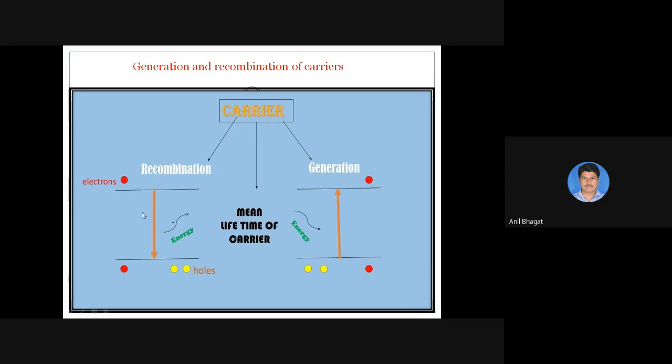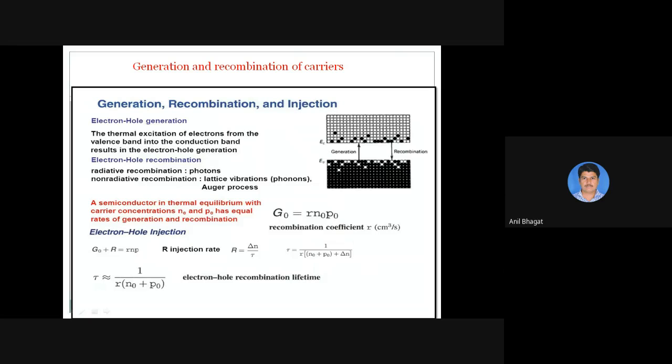So there are two important diagrams that show the actual process. Generation, recombination and injection are the three procedures that are always required, and their formulas are also required for solving the problem. Electron-hole generation is the thermal excitation of electrons from the valence band into the conduction band.